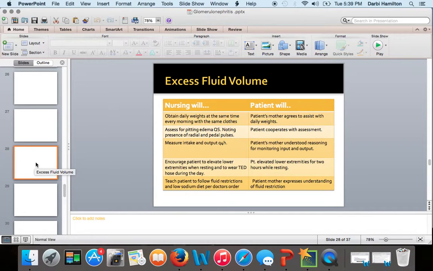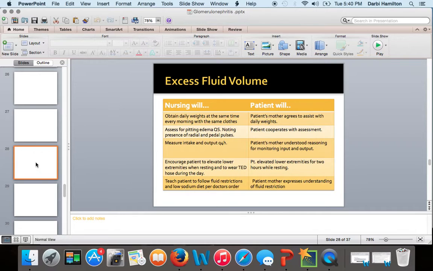Interventions: nurse will obtain daily weights at the same time every morning with the same clothes. Patient response: patient's mother agrees to assist with daily weights. Second intervention: assess for pitting edema, Q shift, noting presence of radial and pedal pulses. Patient response: patient cooperates with assessment. And third intervention: measure intake and output Q 4 hours to note discrepancies in intake. Patient's response: patient's mother understood the reasoning for monitoring input and output.